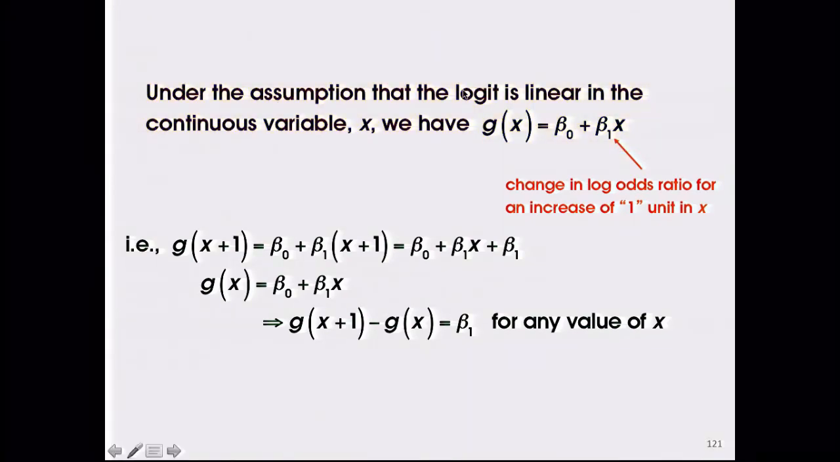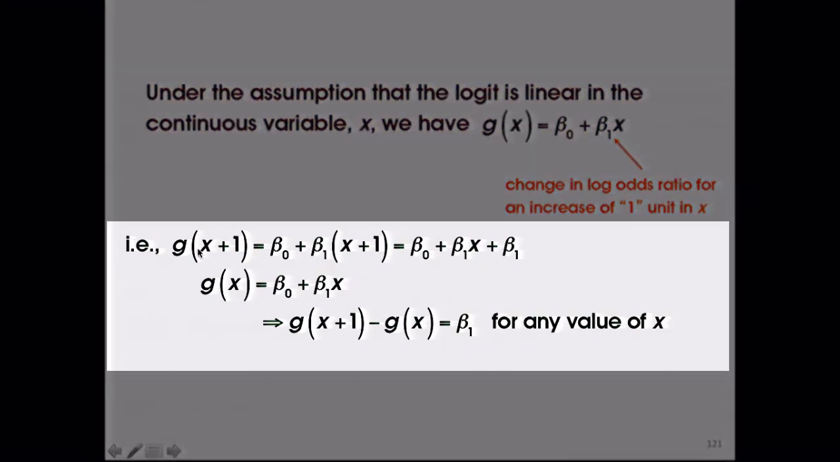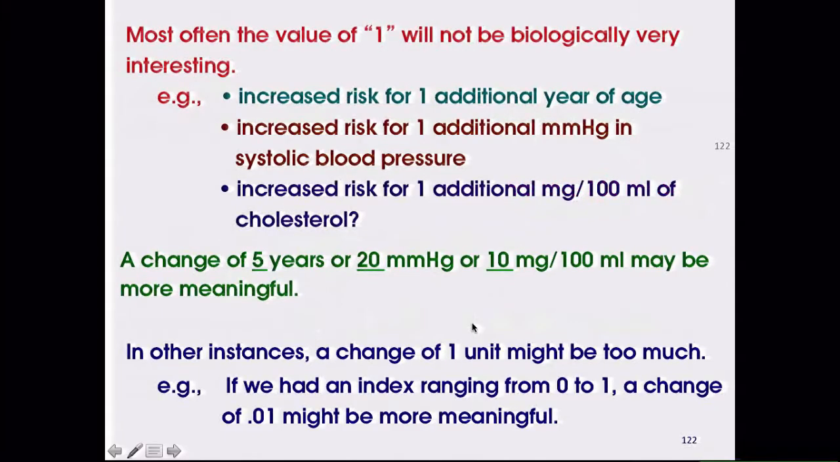Okay, so here we have the logit for someone whose value is x plus 1, which is just beta naught plus beta 1 times x plus 1, or beta naught plus beta 1 x plus beta 1. And here's the logit for someone who has the next value of x, which is just beta naught plus beta 1 times x. So the logit difference, the logit for someone whose value is x plus 1 minus the logit for someone whose value is x, is beta 1. And it doesn't matter which value of x you chose.